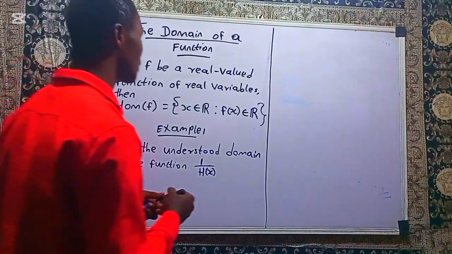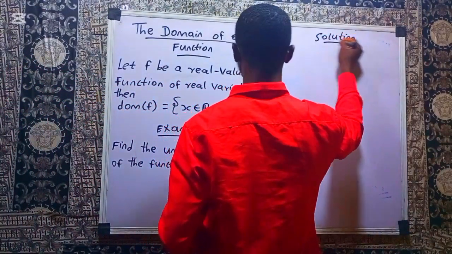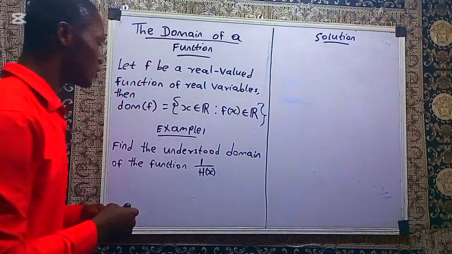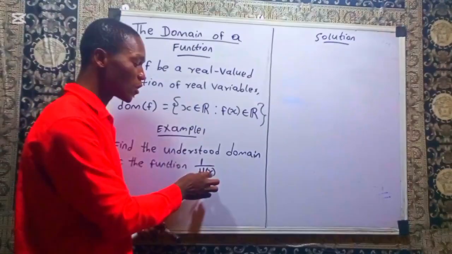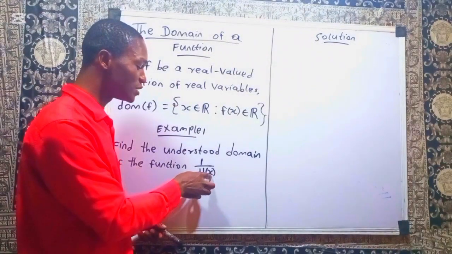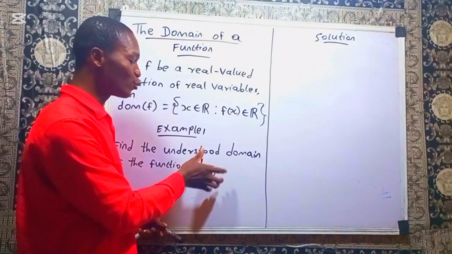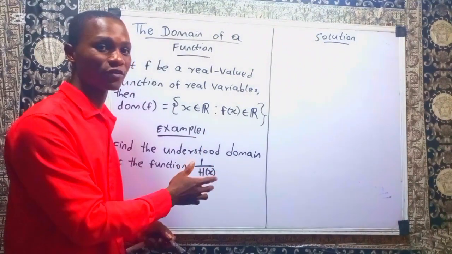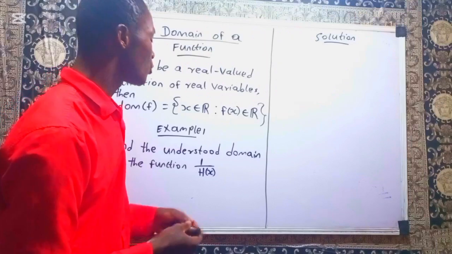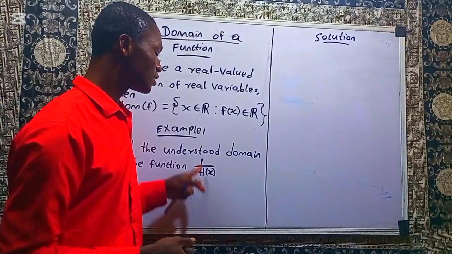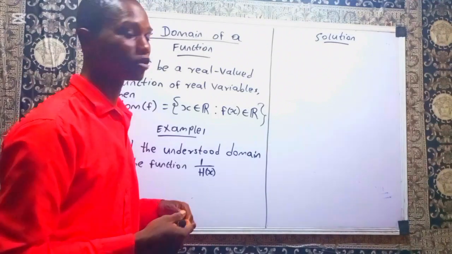So let's start with the solution to this problem. We want to find the understood domain of this function. That is, we want to find the set of all x such that if I put this x in this Heaviside function, if I do 1 over that Heaviside of that number, I should get what? A real number.